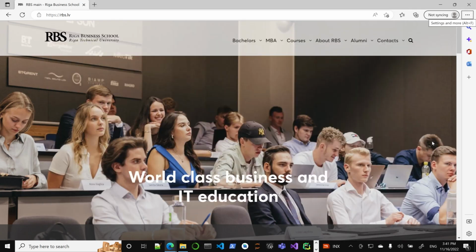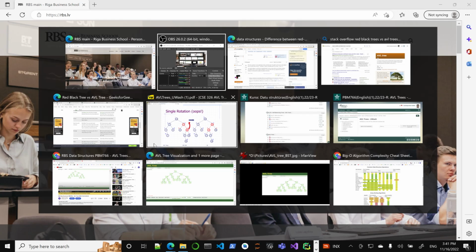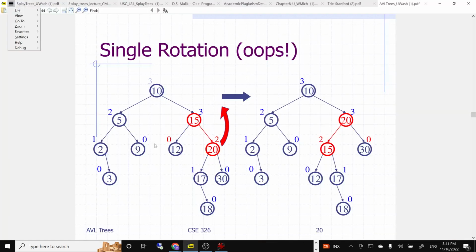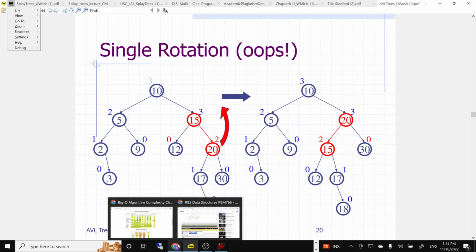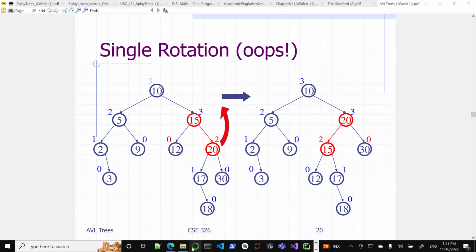Welcome back to our Riga Business School Data Structures class, and we are looking at balanced, self-balancing binary search trees, specifically AVL trees. In the second part of today's lecture, we will look at some more deletions, how to perform a delete operation, and also how the AVL tree compares to red-black trees, which are also part of self-balancing, a different type of self-balancing tree. Also, I should mention we have some materials here, also the original paper.